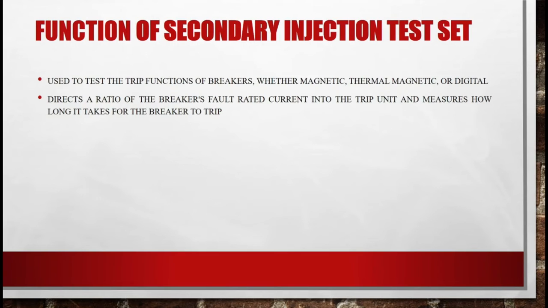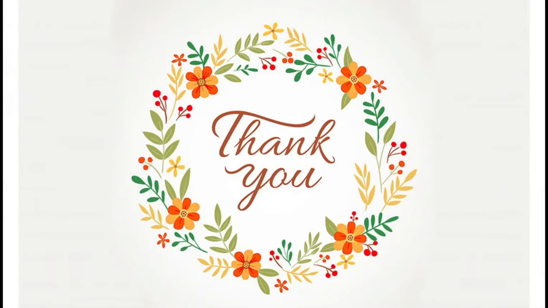Now I will explain the function of the secondary injection test set. The secondary injection test set is used to test the trip function of a breaker, whether magnetic, thermal, or digital. The secondary injection test directs a ratio of the breaker's rated current into the trip unit and measures how long it takes for the breaker to trip. Another method is to check the timing and also the functionality of the trip unit. I think that's all from me.